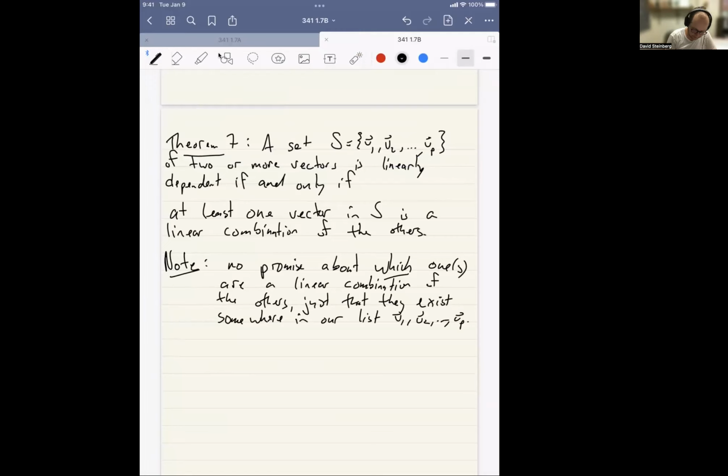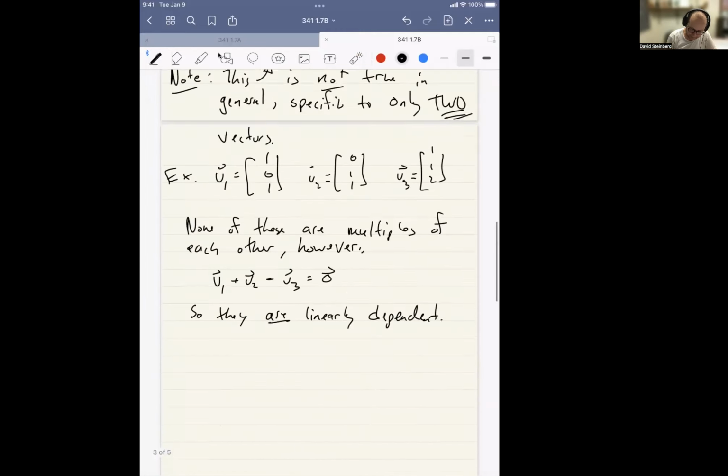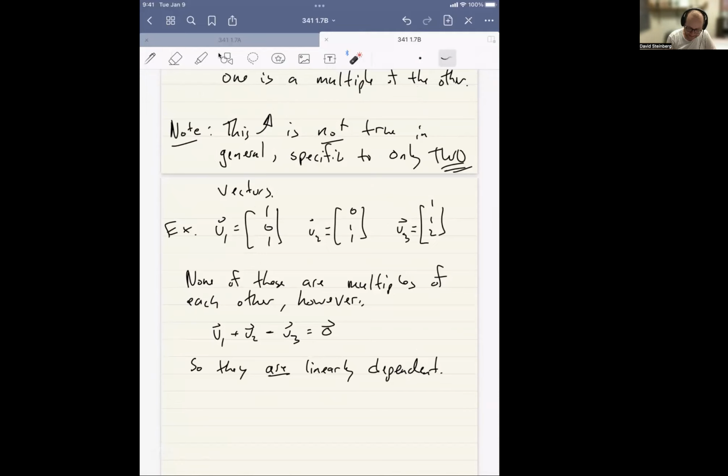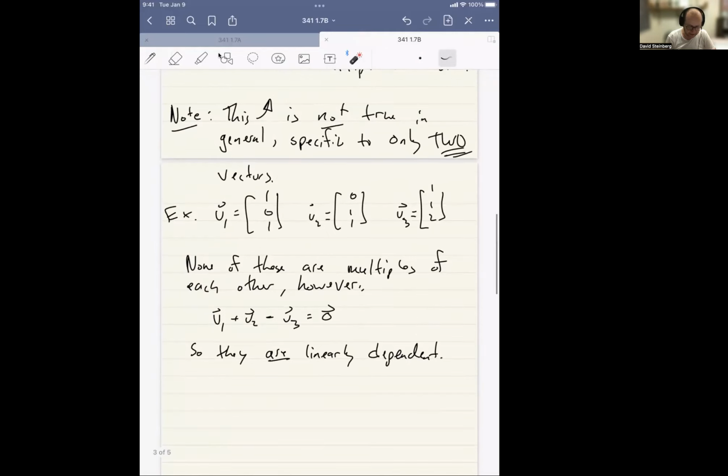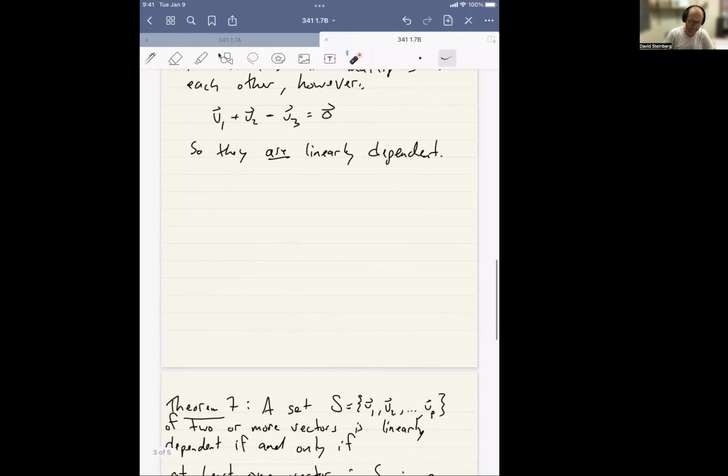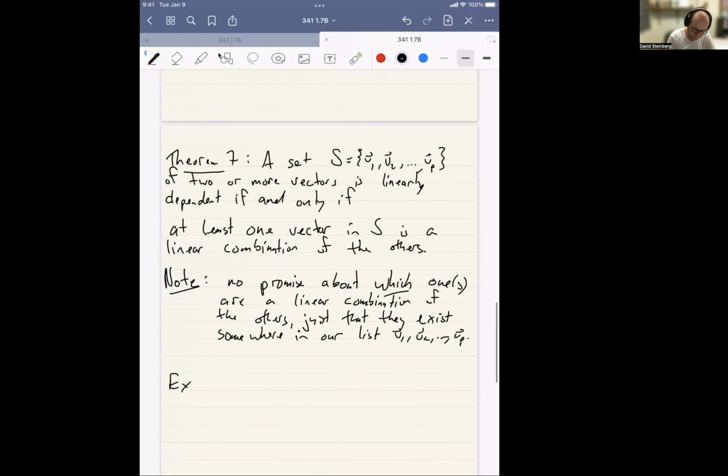Okay, so in particular, if we go back to our example up here, we should be able to say one of these vectors is a linear combination of the other two. In this case, it is true. We can write v1 as a linear combination of v2 and v3. We can write v2 as a linear combination of v1 and v3, and we can write v3 as a linear combination of v1 and v2. Okay, so this is a special case. In our previous example, v3 is equal to v1 plus v2. So that's all we can say in general.